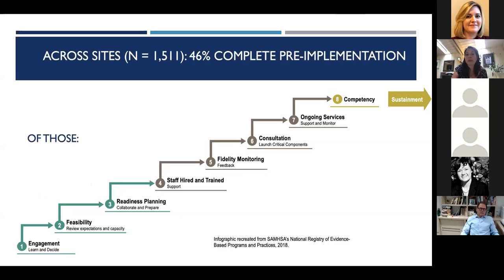However, more hopefully, of those that do complete pre-implementation, so we have 46% of that 1,500 that make it through pre-implementation. And if they make it through pre-implementation, then about 55% will launch a program, and about of those 26% will be competent. And so of this, again, now very small funnel, we've got 46% of that total 1,500. This is what we're looking at. And so what does this mean if we look at the 1,500 as the denominator? It means that we're landing at about 12% of programs that are making it to competency so that they are able to be sustained in the community.